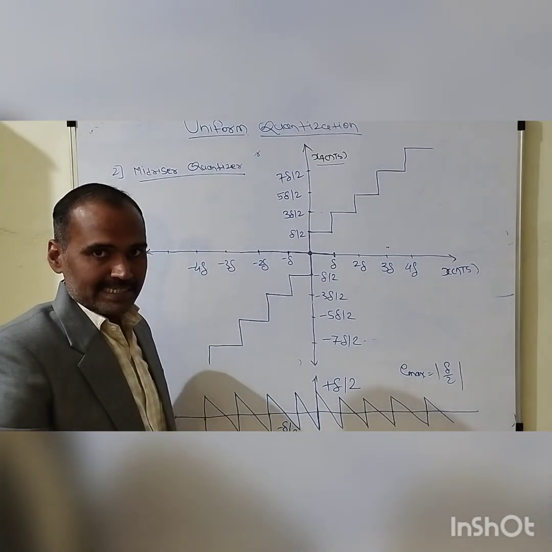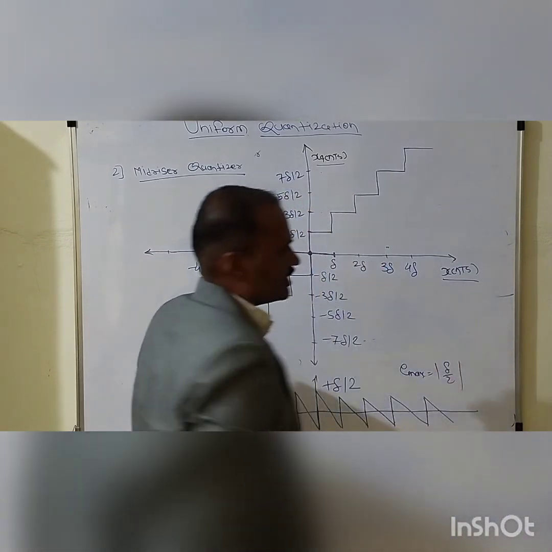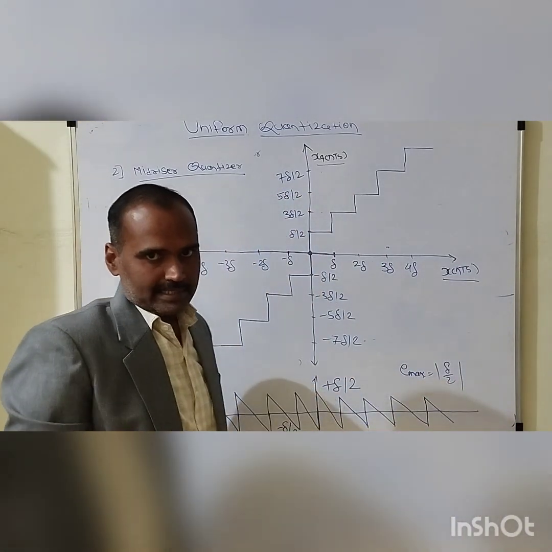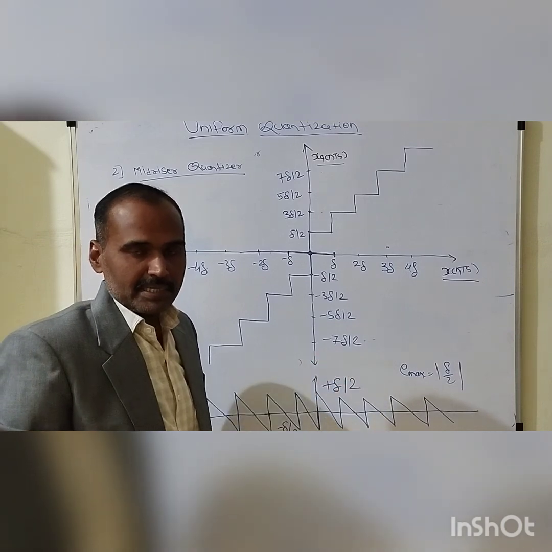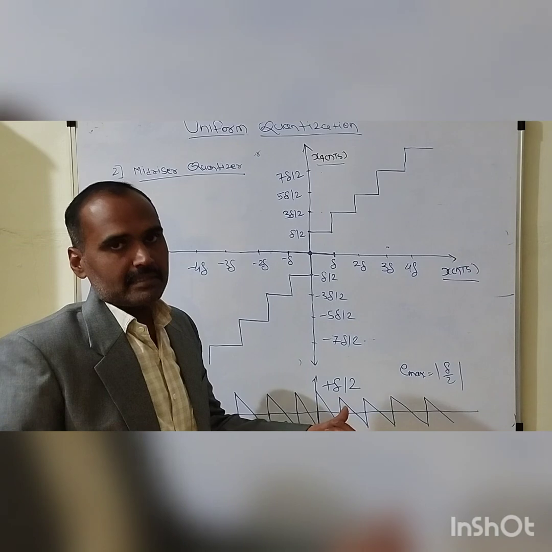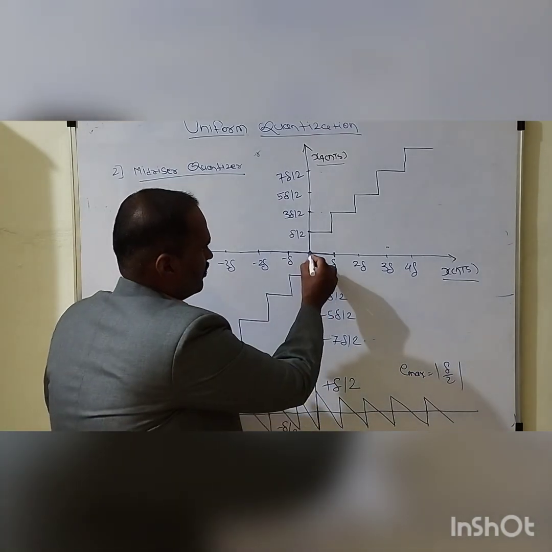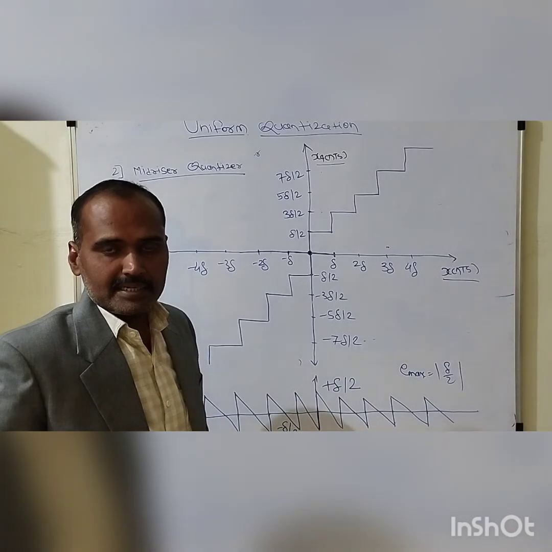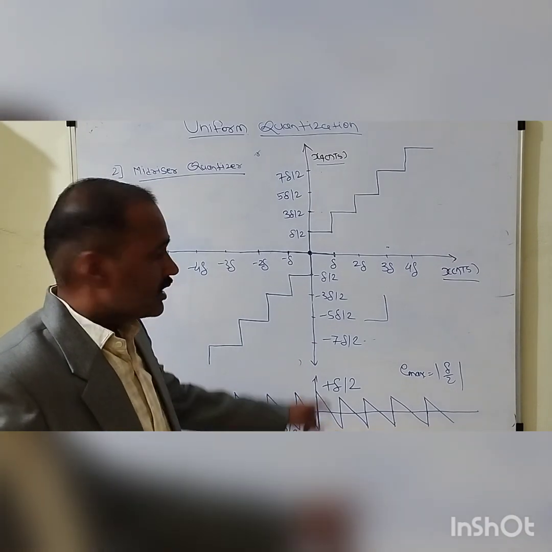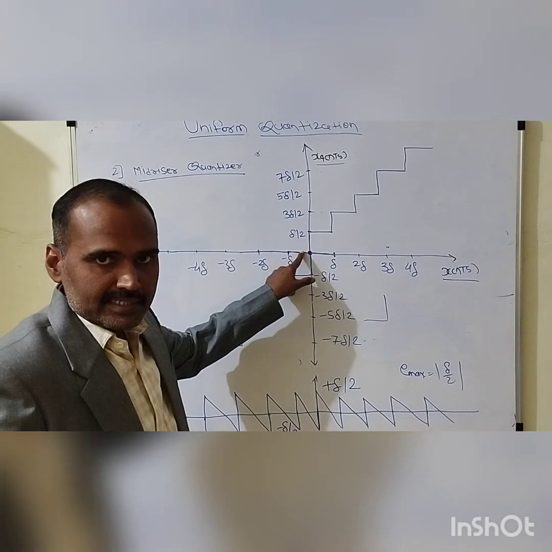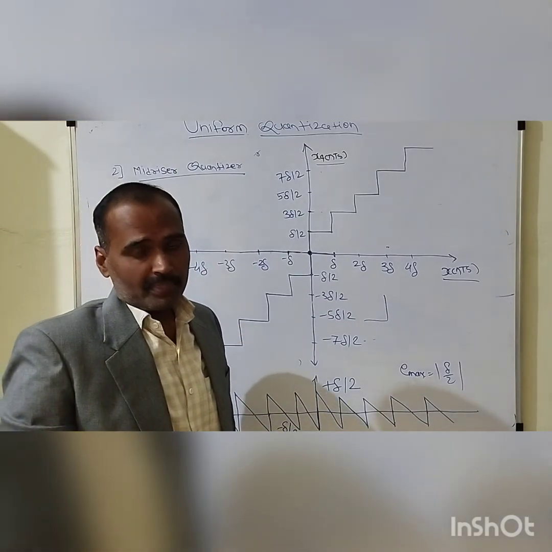Again, this transfer characteristic is the plot between xq of nTs, the output of the quantizer, and x of nTs, the unquantized input given to the quantizer, right? So the question arises: why is this mid-riser type of quantizer called a mid-riser? The simple answer is, if you see carefully, the origin of this transfer characteristic lies at the middle point of the rising portion of the staircase approximated signal. As I told you earlier, this is the tread and this is the rising part of the staircase approximated signal. So here the origin is located at the middle of the rising part of the staircase approximated signal. That's why it is called a mid-riser type of quantizer, right?